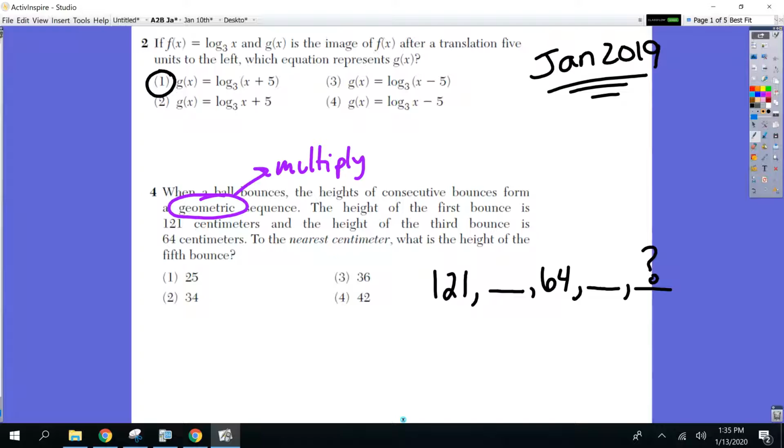How many formulas do you have for geometric? 2. One's called series. That's if I'm going to do what? We did this last week. Add them all up. I don't want that here. I'm just finding what the fifth term is. So everyone see the one I'm going to need here? Where it says geometric sequence. What do you guys have? A sub n equals A1 R to the n minus 1.